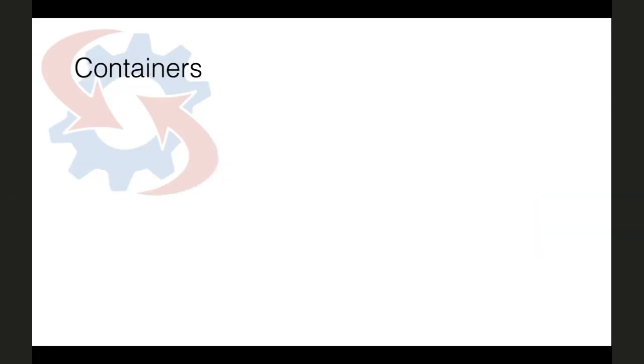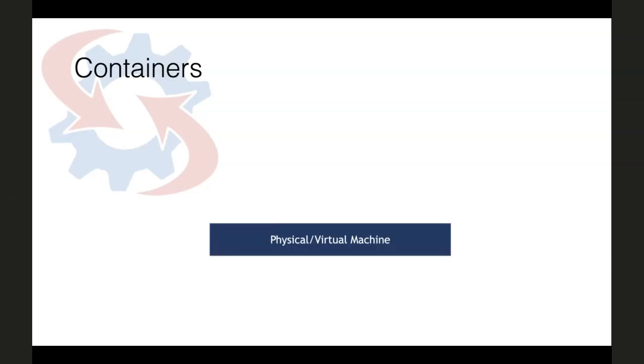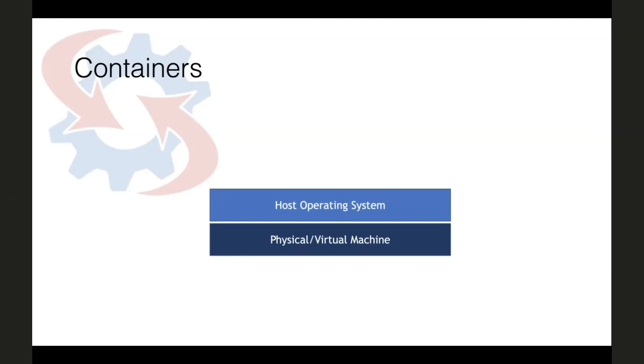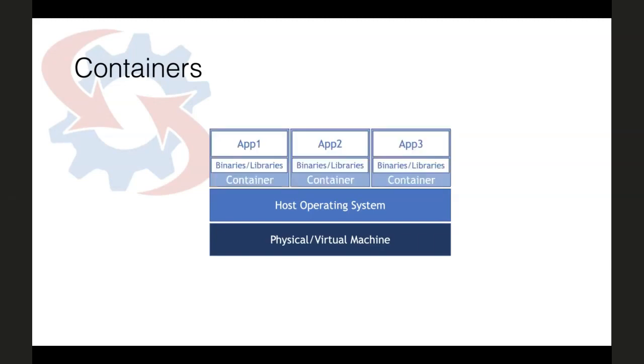So in the container universe, we can have a physical and virtual machine, and we're still reducing the surface area of stuff that we have to manage. We have a single host operating system to manage, and then we can deploy applications on top of that. And again, we can stamp this model out multiple times inside of a data center.